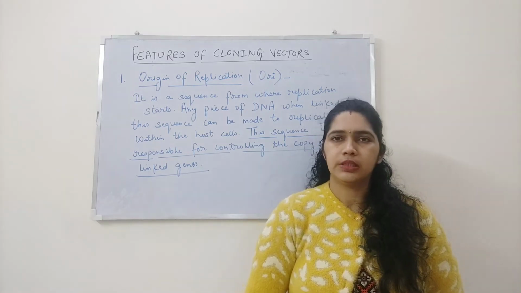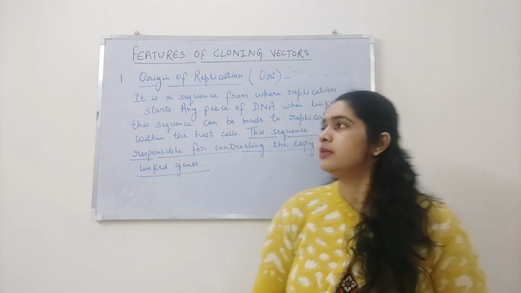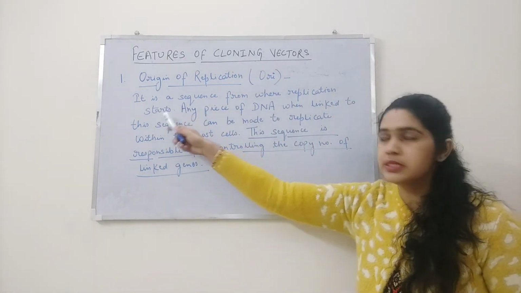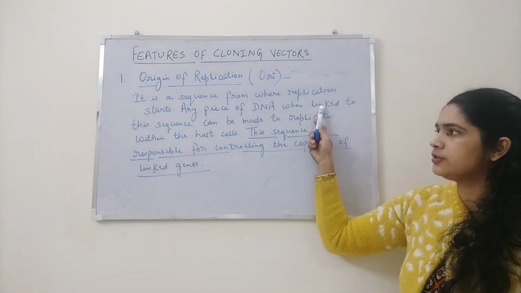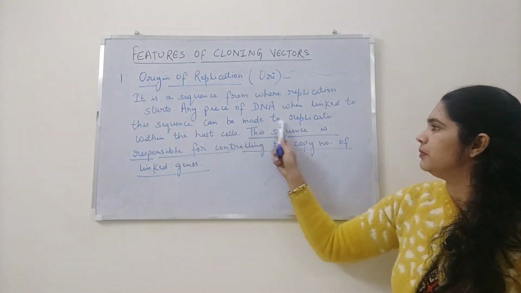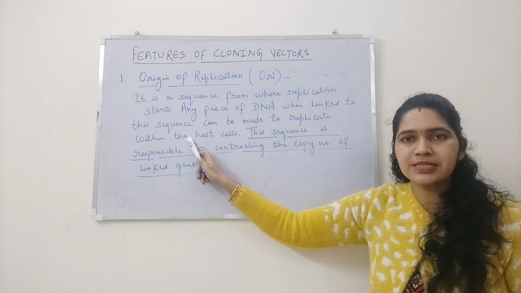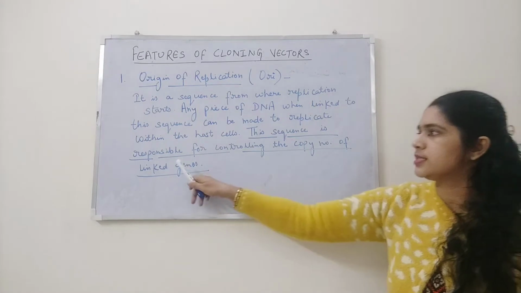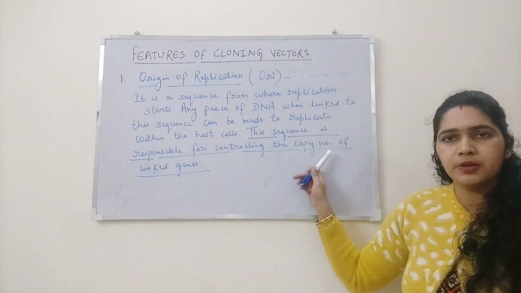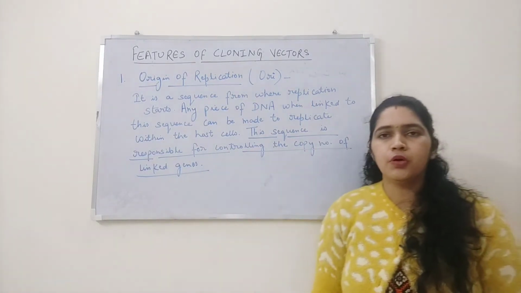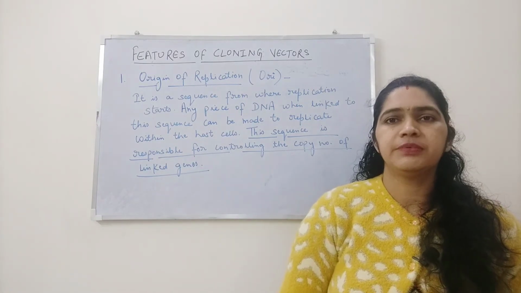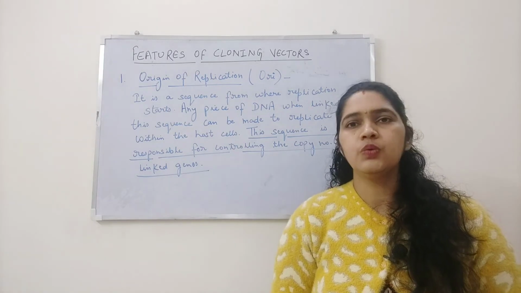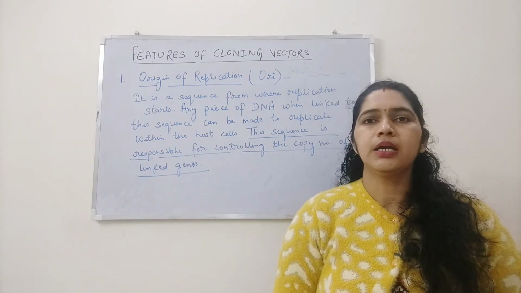Now, let's have a look at the statement about the origin. It is a sequence from where the replication starts. Any piece of DNA when linked to this sequence can be made to replicate within the host cell. Now, please pay attention to this statement. This sequence is responsible for controlling the copy number of the linked genes. If we want a higher copy number of the linked gene or the target sequence, we have to choose the vector whose origin supports a higher number.